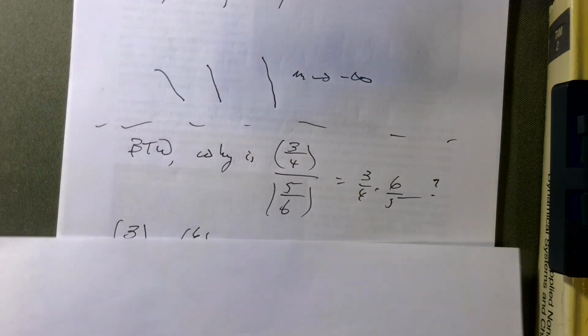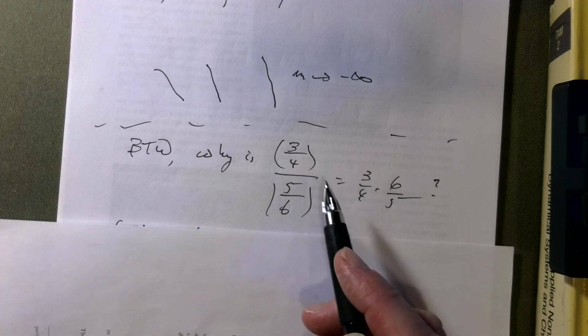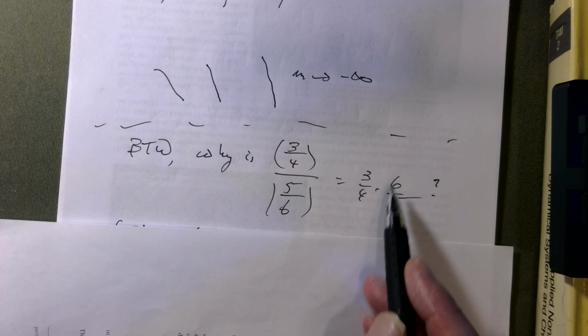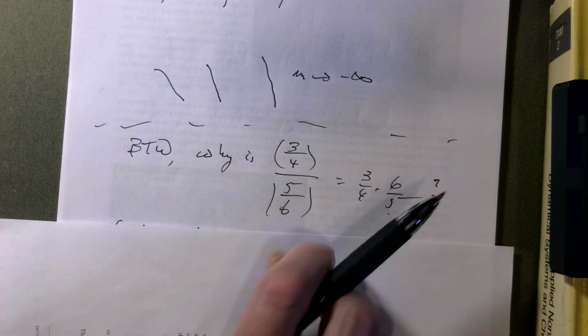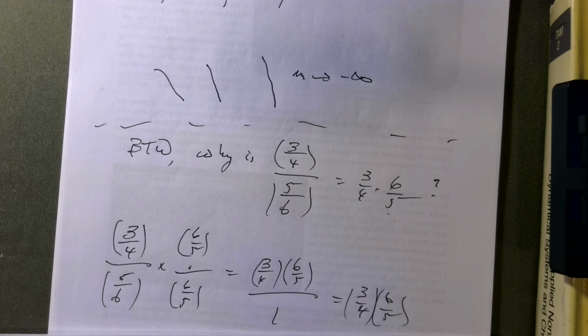By the way, I get a question. You've been taught that when you have a fraction divided by a fraction, you're supposed to invert and multiply. Question: why is that? Well, here's what I'm going to do.